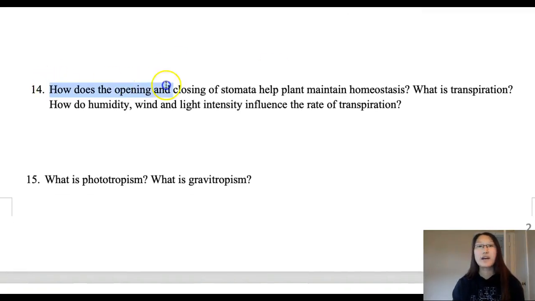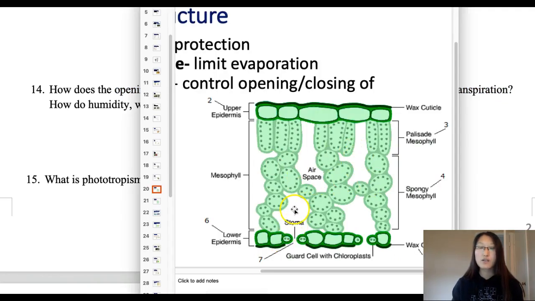Now, two more questions. How does the opening and closing of stomata help maintain homeostasis? So the opening is to allow gas exchange, and the closing is to prevent too much water loss. So the opening and closing together is to make sure that there's a certain level of carbon dioxide in the plants, and to ensure that the plant has a certain amount of water saved for future photosynthesis. What is transpiration? Transpiration is the evaporation of water from the leaves through the stomata.